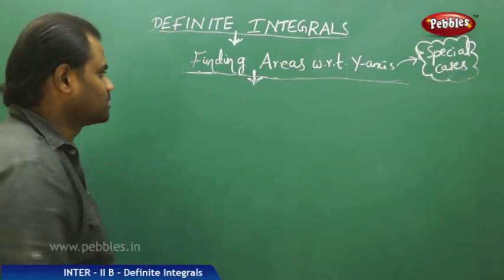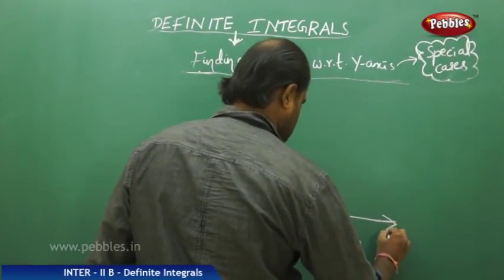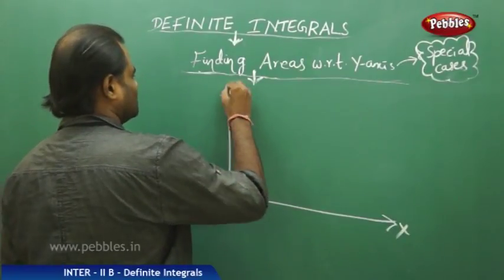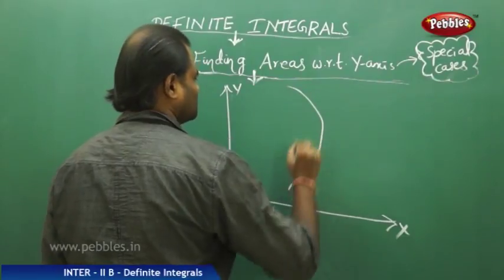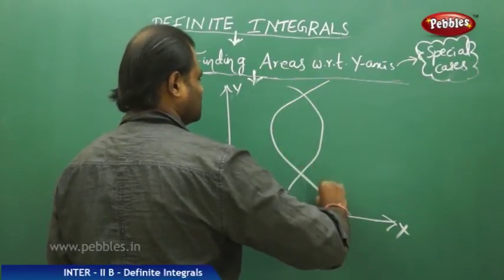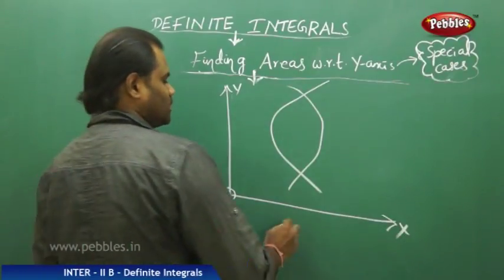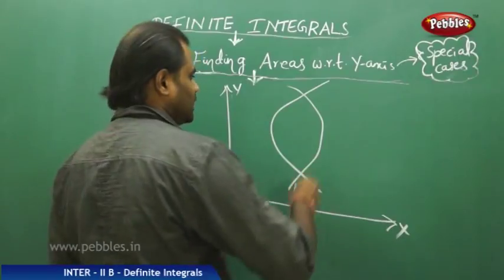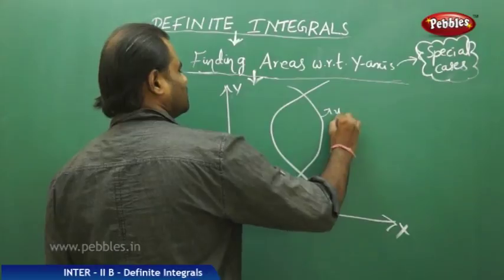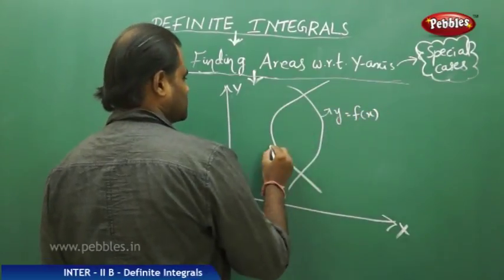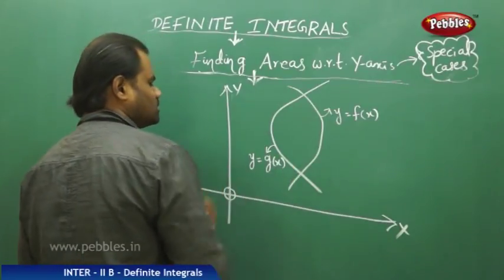Next, let's see the next special case, where I have my x-axis and my y-axis, and two intersecting curves like this. When I have two curves in this form, let me assume one of the curves as y equals f of x, and the other as y equals g of x.